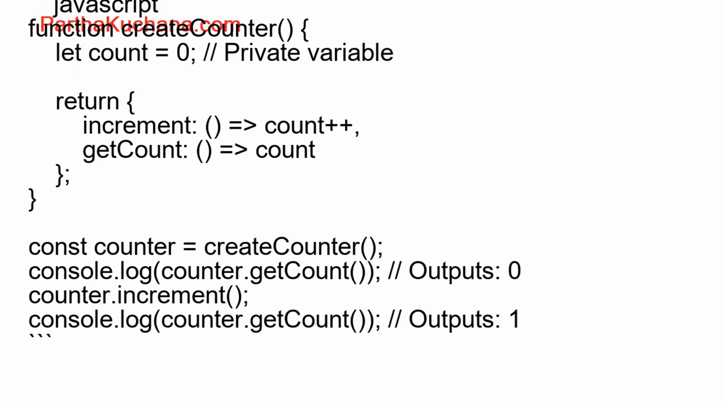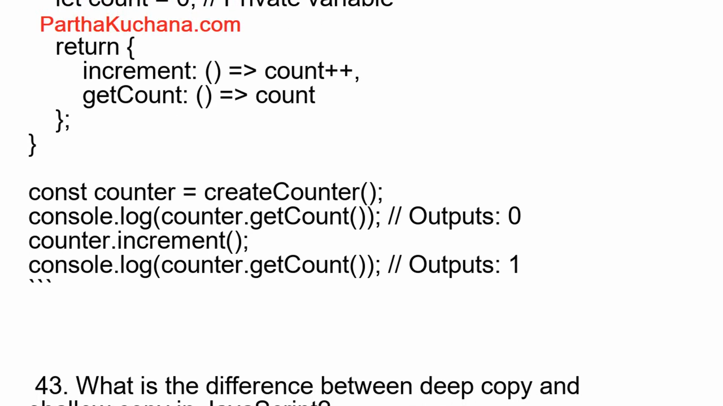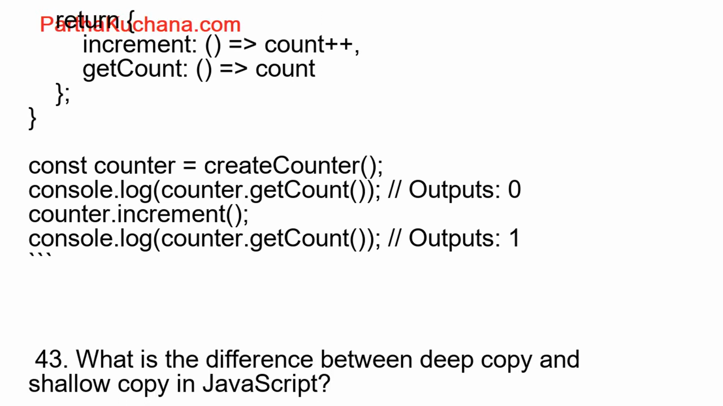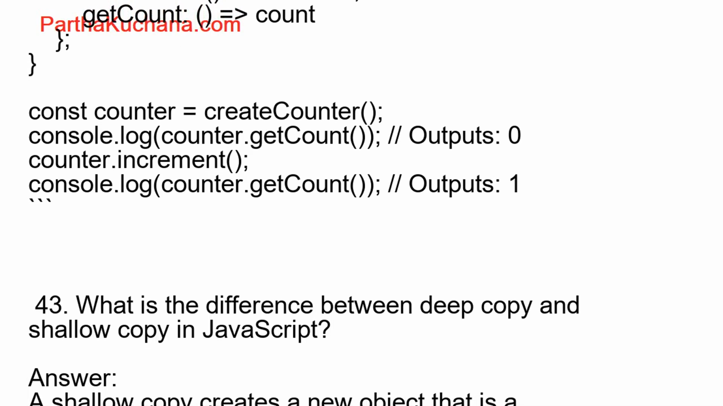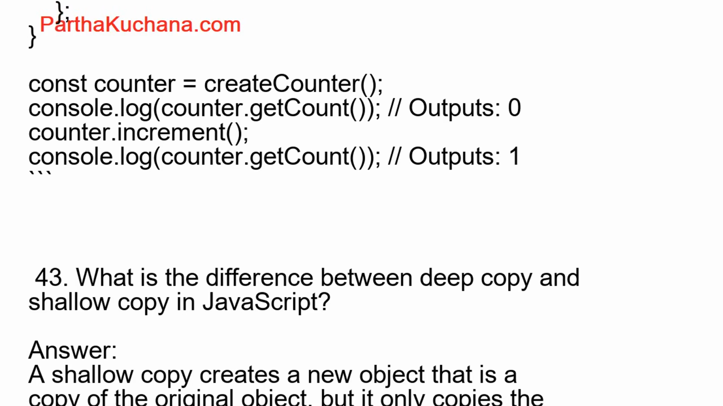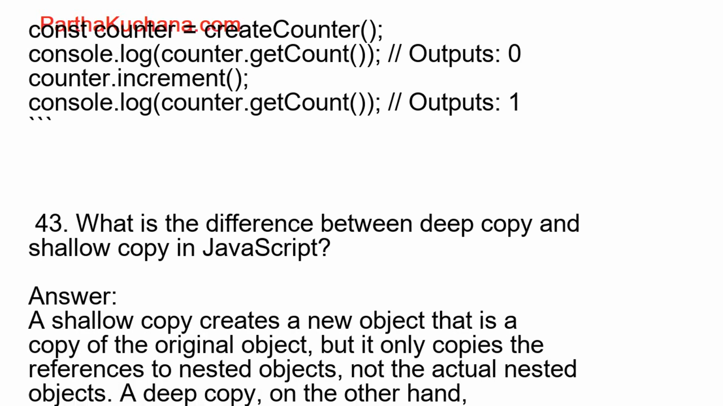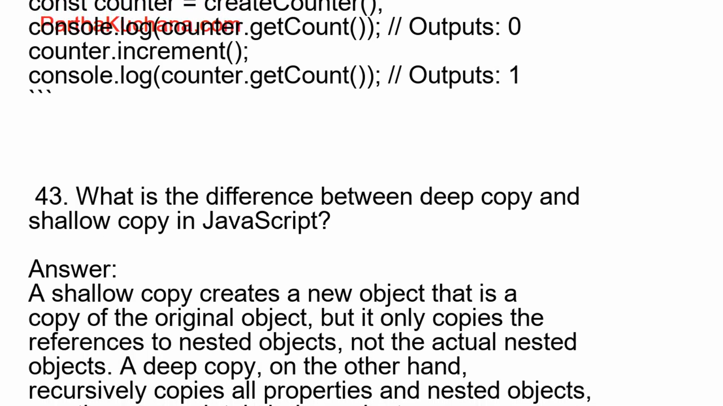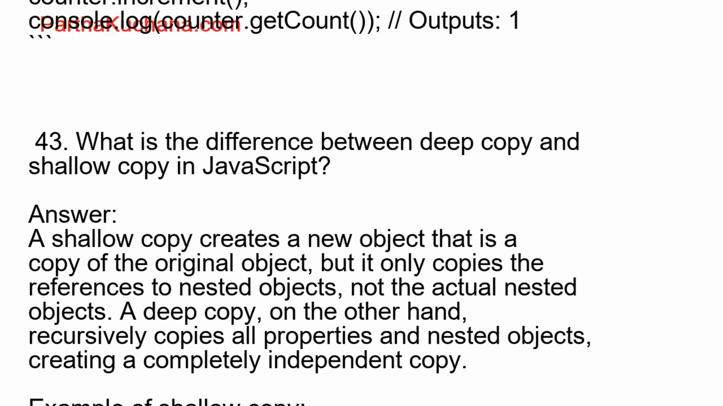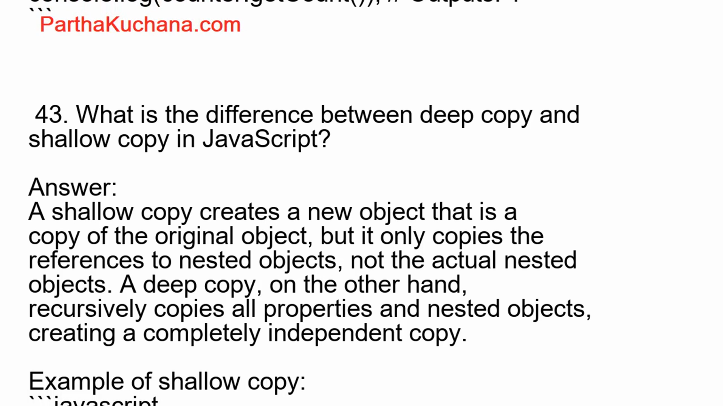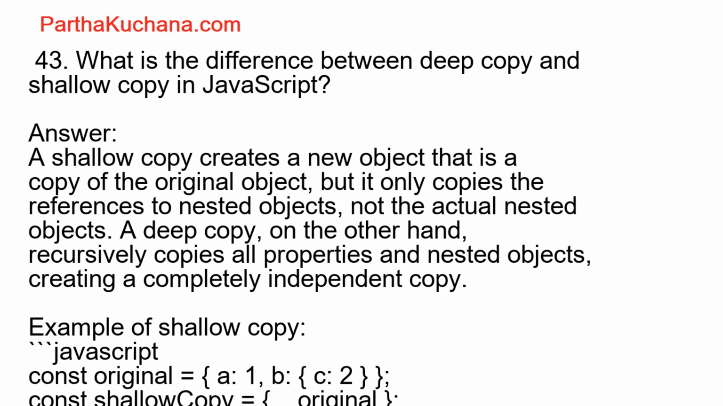45. What are the different ways to handle errors in JavaScript? Answer: Errors in JavaScript can be handled using several methods. 1. Try/catch block. This allows you to catch exceptions that may occur during the execution of code. Example. JavaScript. try { // code that may throw an error throw new Error("Something went wrong"); } catch (error) { console.error(error.message); } // outputs: Something went wrong.